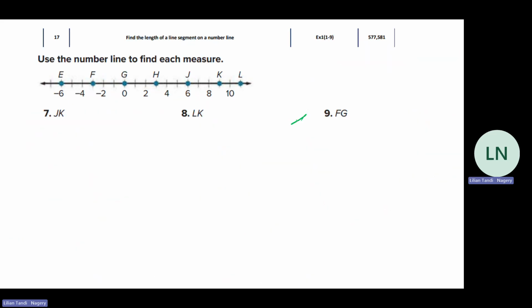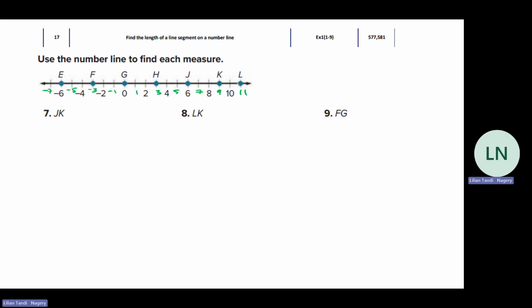Now, I notice my number line is missing some numbers. So this is -7, -5, -3, -1, 1, 3, 5, 7, 9, 11. So that's how I start. I fill my number line, make sure I know my numbers. Okay? Now I want to do J to K.